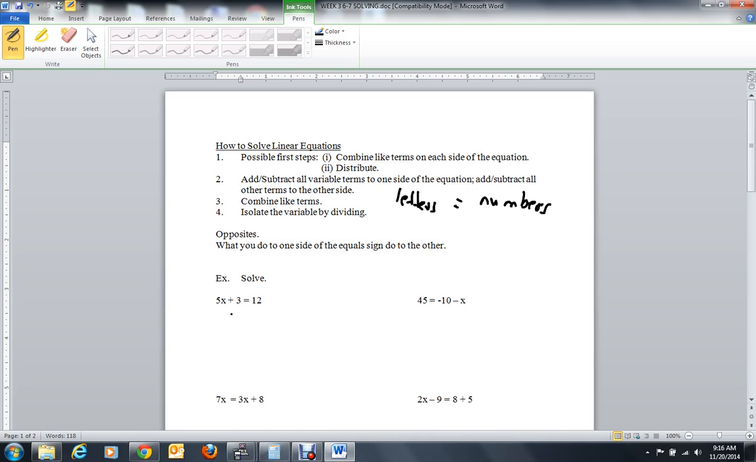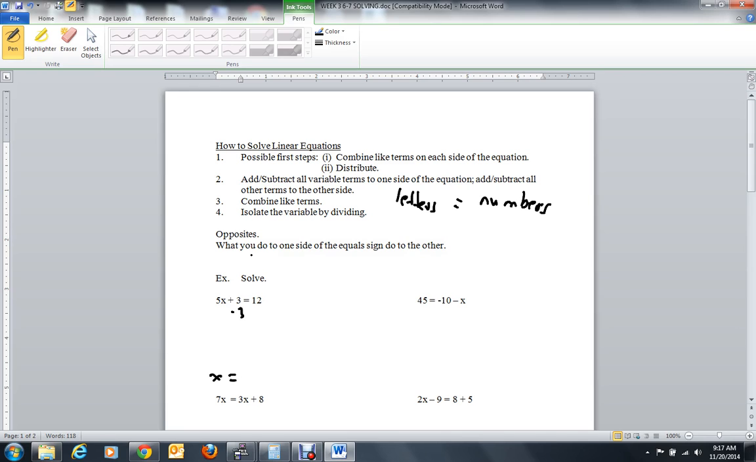So for this first example, 5x plus 3 equals 12, the whole goal is to get x by itself. So we have this 5x term, it's the only x term that we have, so we're going to keep this on the left side. But the 3 and the 12 are constants. They need to be on the same side, away from the 5x. So if we keep the 5x on the left side, that means 3 has to go to the right, which means we have to get rid of that plus 3 from the left. Since it is a plus 3, the opposite of that is minus 3.